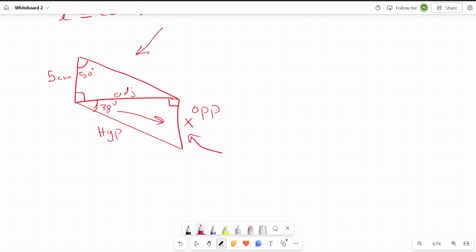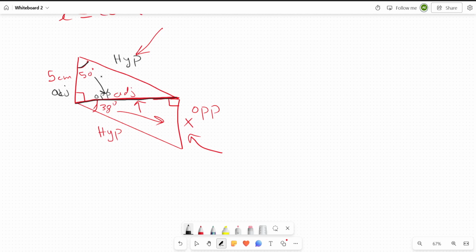Let's start by looking at the upper triangle. We will find that this side, which is the adjacent to the 38, is common between both triangles, right? So if I somehow find this side, I can continue to solve. Let's relate everything to the 50 degrees. So first of all, this is going to be my hypotenuse. This is going to be my opposite, okay? When I relate to the 50 degrees, this is now no longer adjacent. It's the opposite to the 50 degrees, and this is going to be my adjacent, okay?